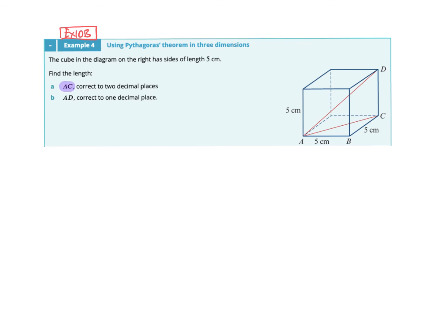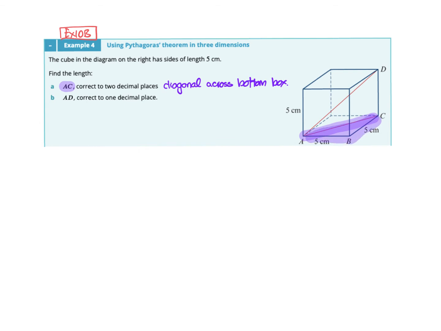So AC, if you look across there, is across the bottom. Okay, so you might want to write that. It's the diagonal across the bottom of the box. So this will help you so you can see what you're talking about. So what you're going to use is this triangle that's here, this triangle at the bottom there.